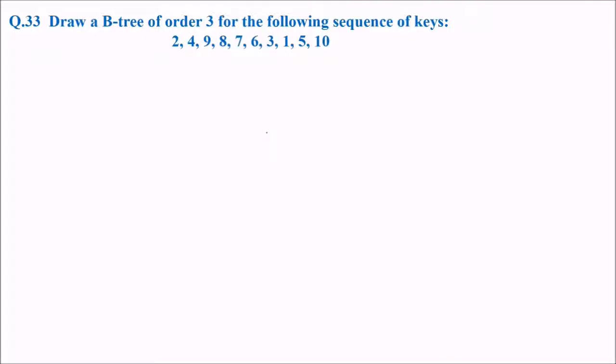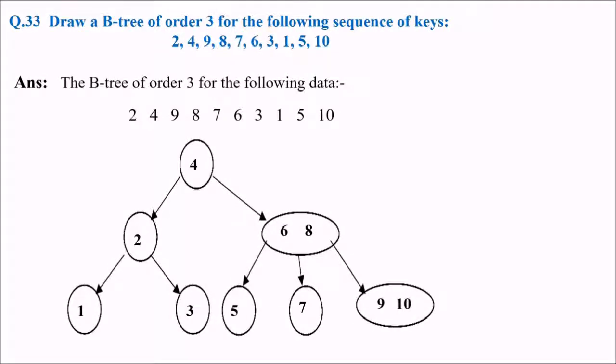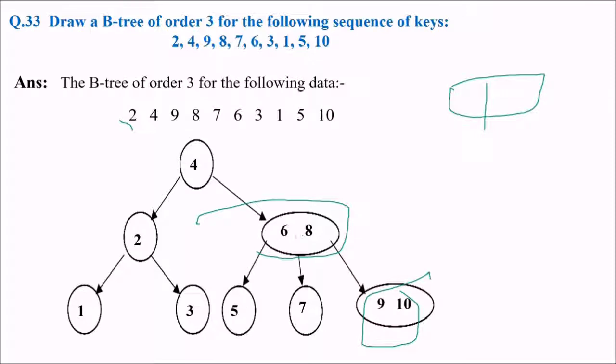Draw a B tree of order 3 for the following sequence of keys. How can we make the B tree? The B tree will be something like this. You need to follow the balanced tree condition: we start with 2, then we add here and there, then we need to break it. We assume that the order is 3, so a maximum of 2 keys will be taken, otherwise there will be reorganization or splitting of the node. This is how we make it.